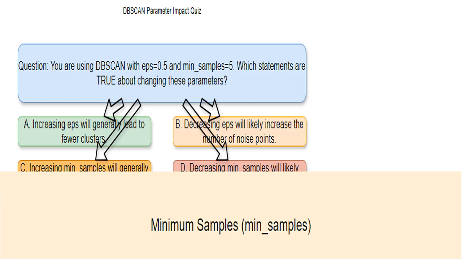This tells me how many points need to be huddled together in that EPS radius to officially form a cluster. A high MINSAMPLES means I need a really dense crowd to call it a cluster. Otherwise, I'll label those lonely points as noise. A low MINSAMPLES makes it easier for points to form clusters, even if they're not tightly packed together. I'm essentially setting a density threshold.